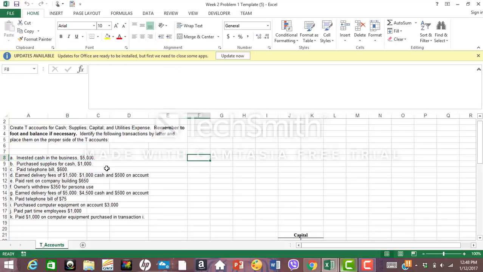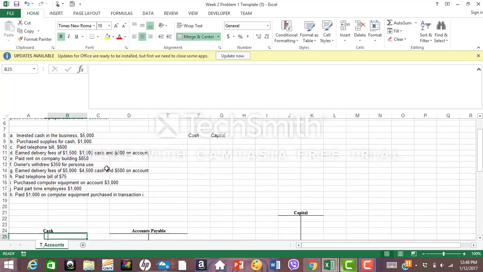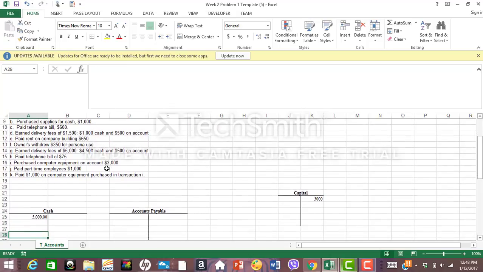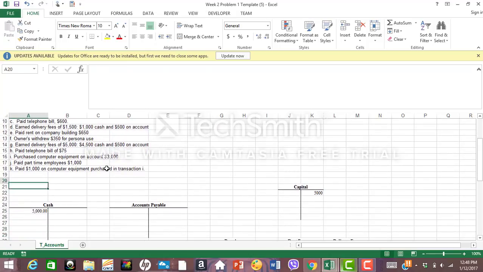It says invested cash in the business for $5,000. So let's write on columns F and G the accounts that will be affected. Cash will be affected, and capital will be affected. Under cash, we debit $5,000, and then under capital we credit $5,000. That means our debits are equal to our credits in this transaction.